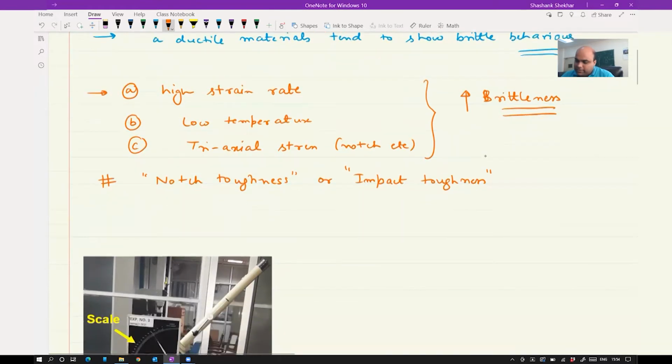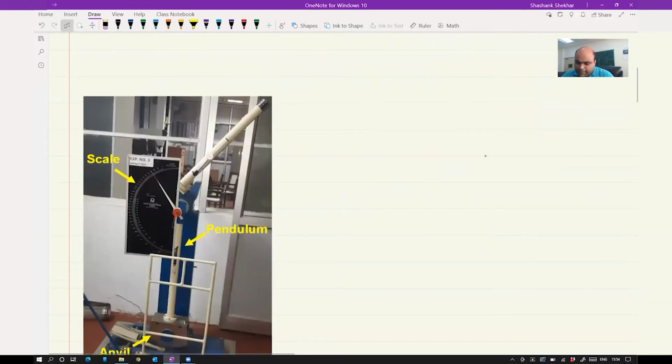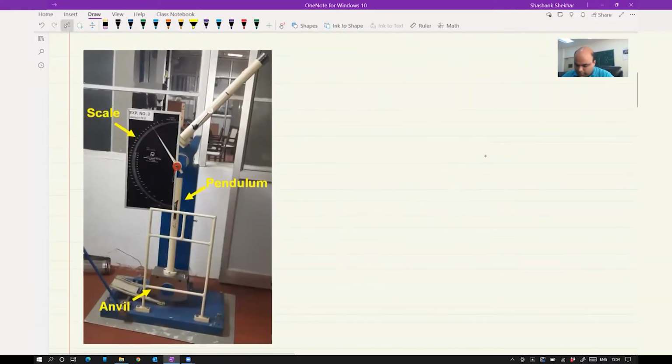Okay, so now let's understand how you do impact testing. Okay, so what equipment you use. So here I am showing you the equipment we have in our lab. Okay, so you have a scale here. You can see this is your pendulum or hammer. Somewhere here, which you cannot see, you have an anvil where you are going to place the sample, and I am going to show you how you place the sample.